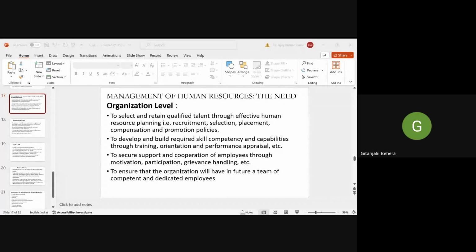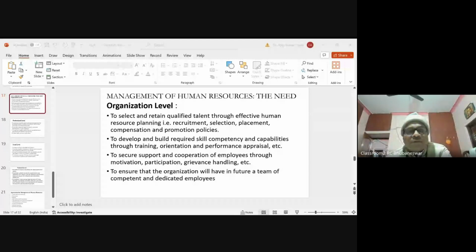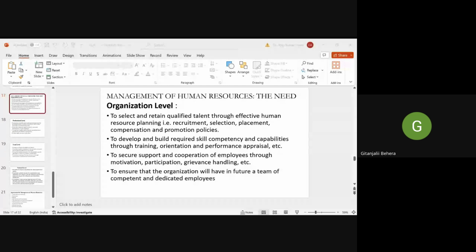Sir, from Khalligod block. What is the name of your BEO, Block Education Officer? Sir, Sri Sadeshman Panda sir is my BEO.